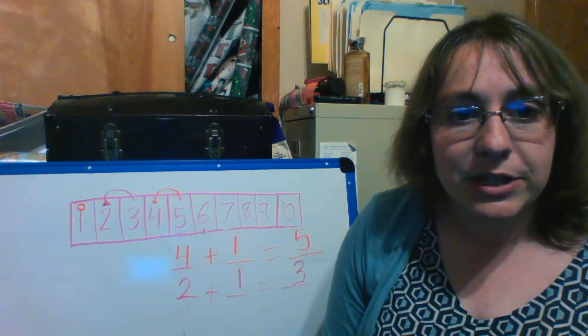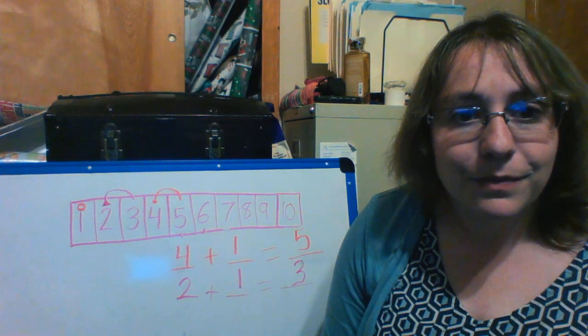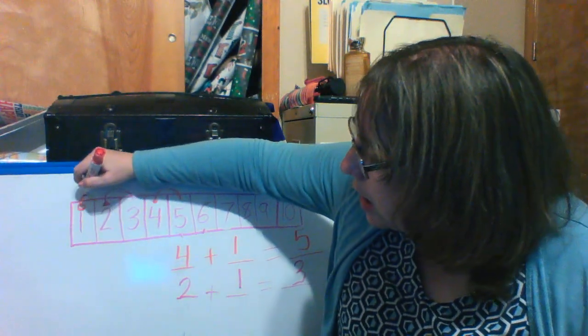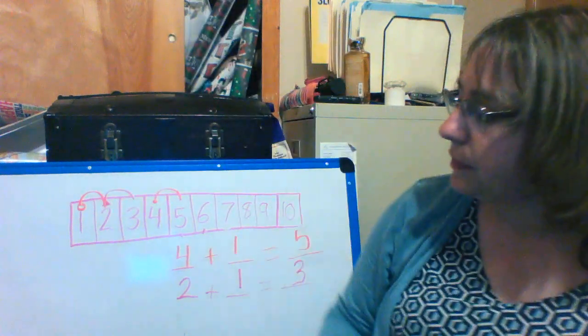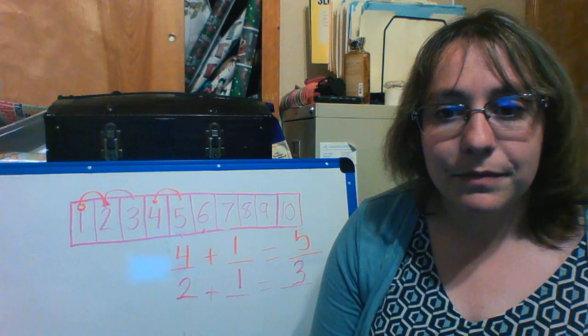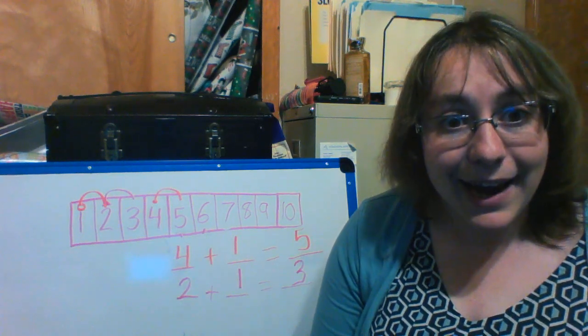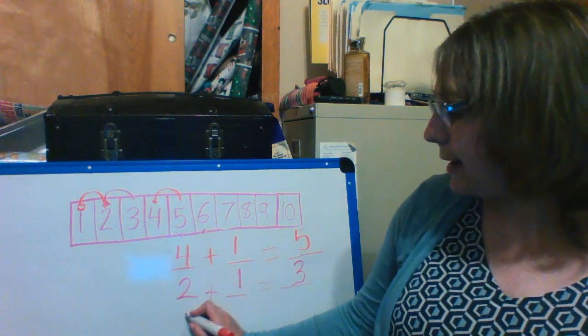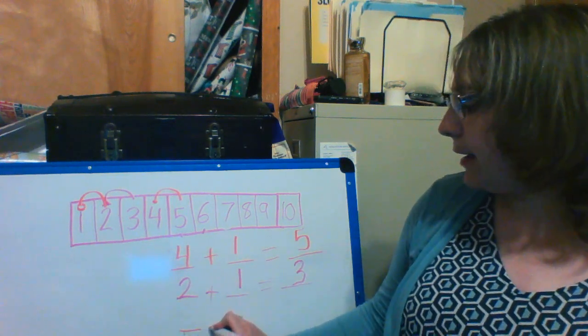So how many hops do I have to do? You're right. I only have to do 1 hop. Okay, so I'm going to do 1 hop. Okay, what number am I at now? You're right. I'm at 2. Okay, now write that number sentence. You gotta help me.